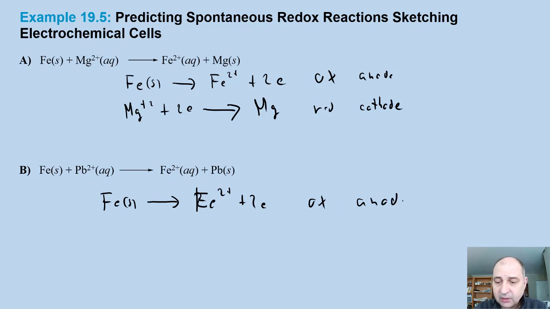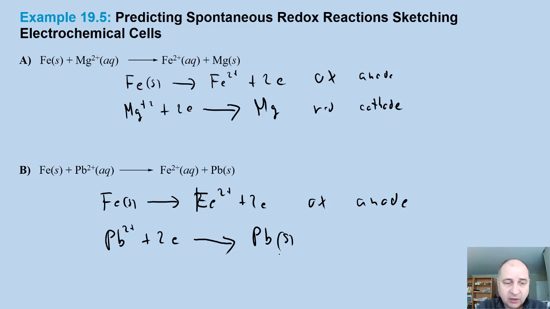We'll look up the value here in a minute. And then we have lead 2+ and 2 electrons. That's our reduction. So next we can do a couple of things. You can do this visually, by the way, just by location on the chart, right?